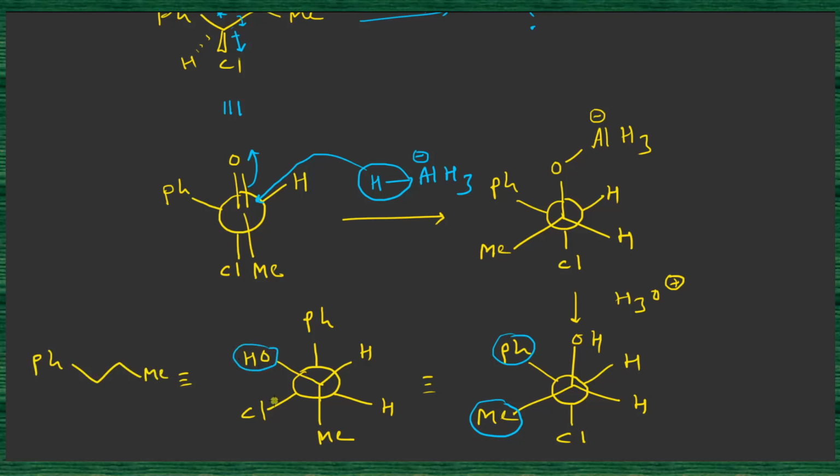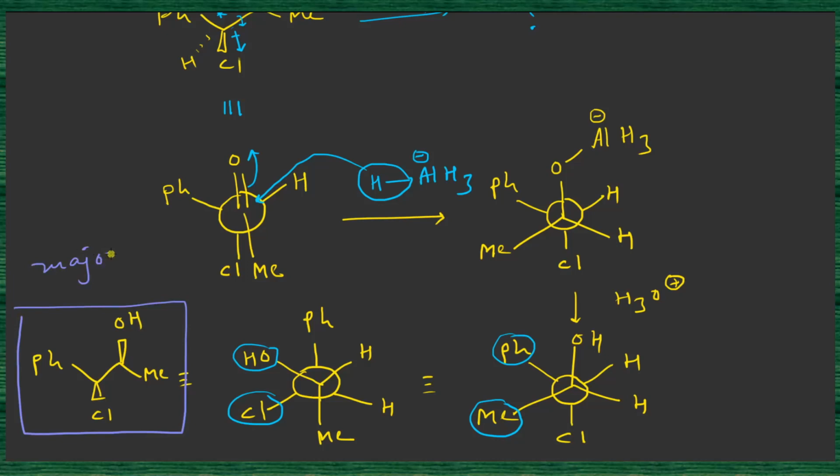This OH and this Cl group will both be above the plane. So this is our major diastereomer after the reaction is complete. In the same way, we can determine how the minor compound is forming. So if the attack from the right side is producing the major compound, then obviously the attack from the left side will produce the minor compound.